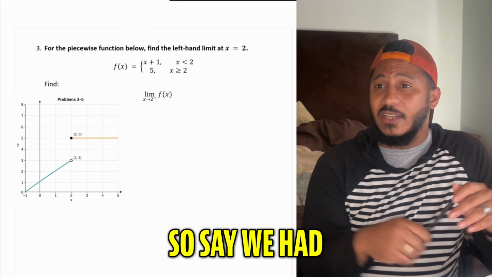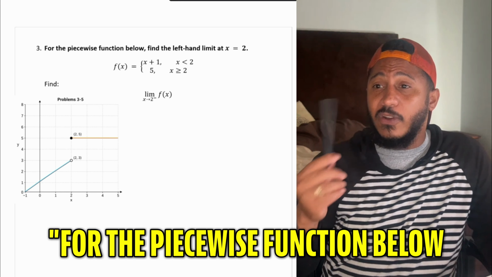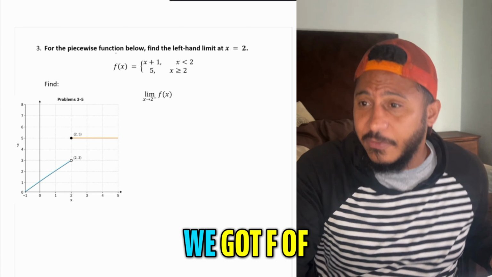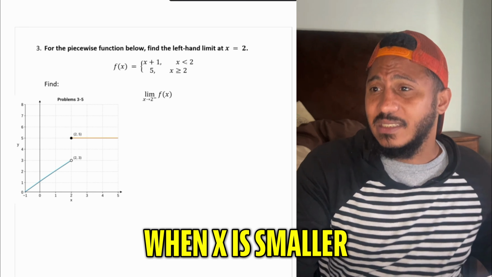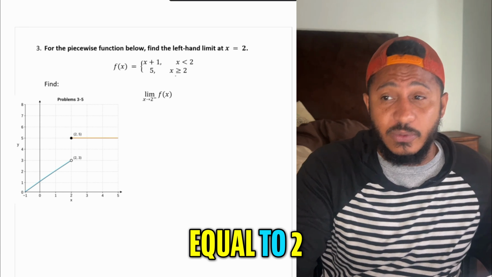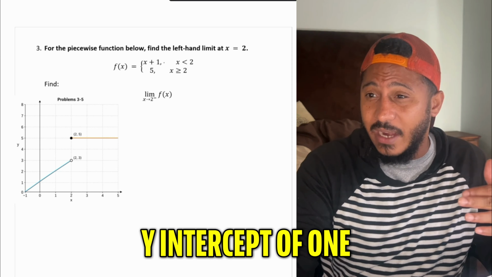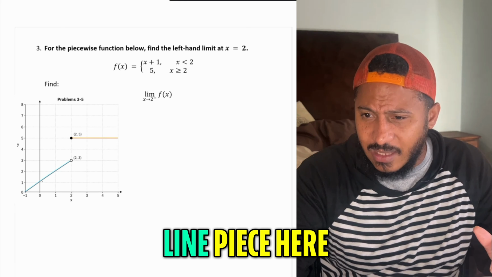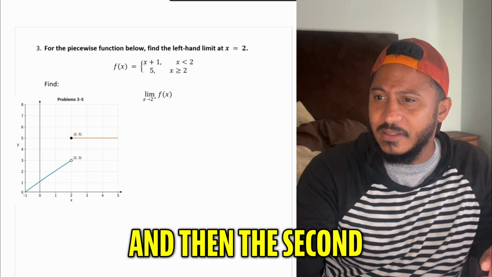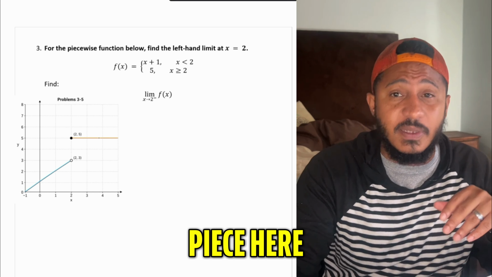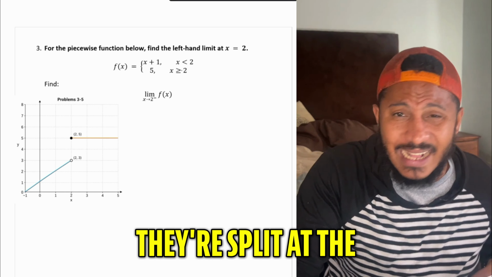Let's try another one. We have a piecewise function like this one. It says, for the piecewise function below, find the left-handed limits. So here's our function. We have f of x equals x plus 1 when x is smaller than 2, and 5 when x is bigger than or equal to 2. This first part is just a line with slope 1 and y-intercept of 1, so it looks like this blue piece here. The second one is just a horizontal line of y equals 5, so that's this orange piece here. And they're split at the x value of 2.